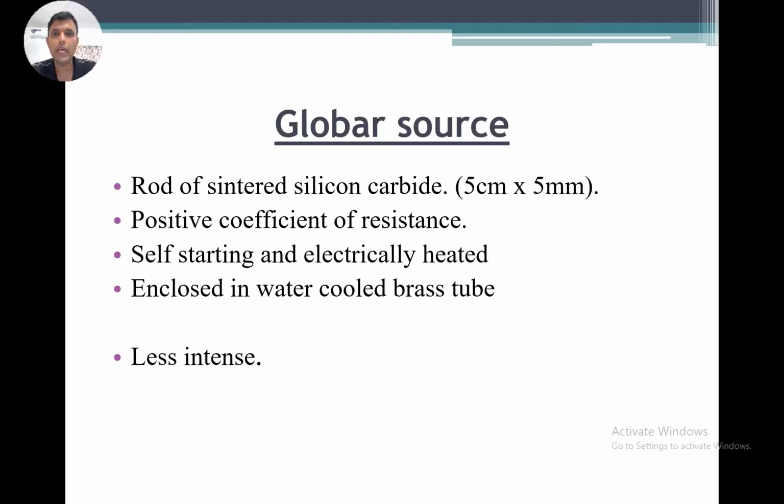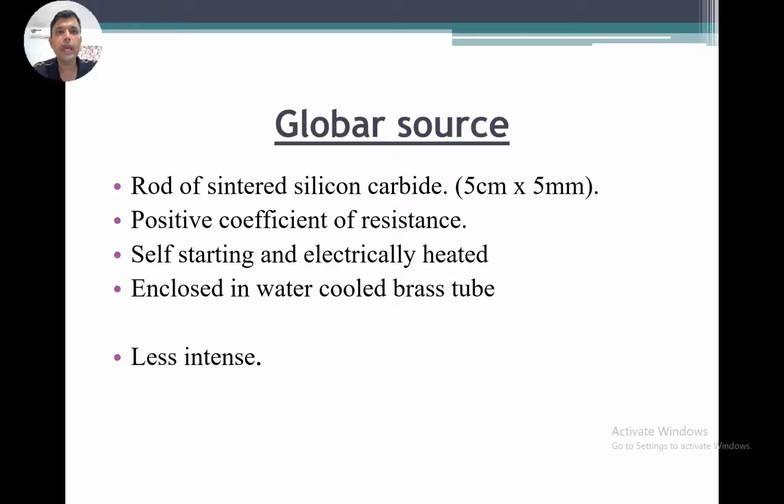In previous cases, we saw that the Nernst glower has a negative temperature coefficient, but in the case of the globar source, it has a positive temperature coefficient of resistance, sorry. Which means that the electric resistance increases as the temperature rises. The main advantage of the globar source is that it is self-starting when it is electrically heated, so it begins to conduct and emit radiation as soon as the current is passing through it, unlike the Nernst glower.